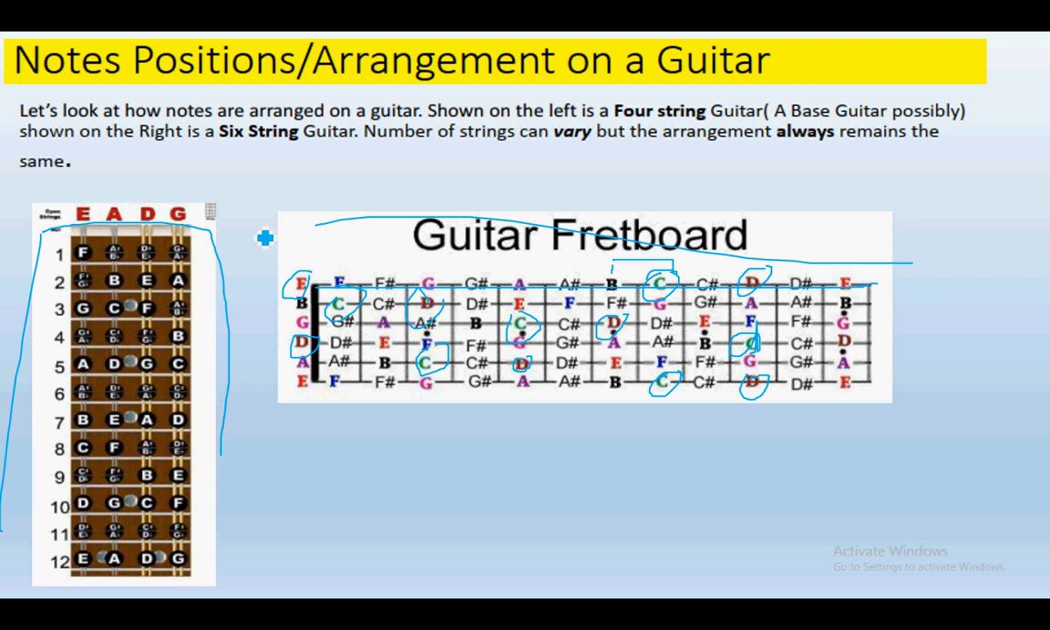But if you look at this bass guitar, they arranged it in both ascending and descending order. From E you have F, then F sharp or G flat, G, then from G you have G sharp or A flat, A, A sharp, like that. If you're coming backwards, you have E flat, D flat, B flat, A flat, and G flat. It's the same concept.